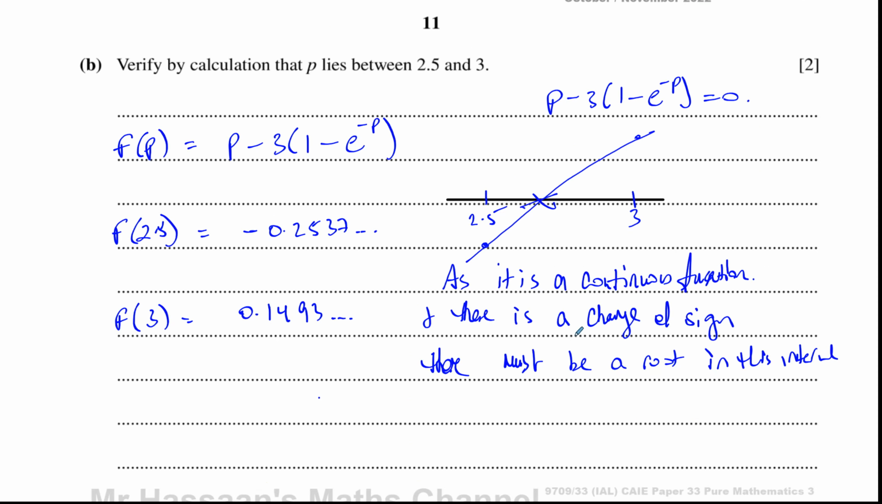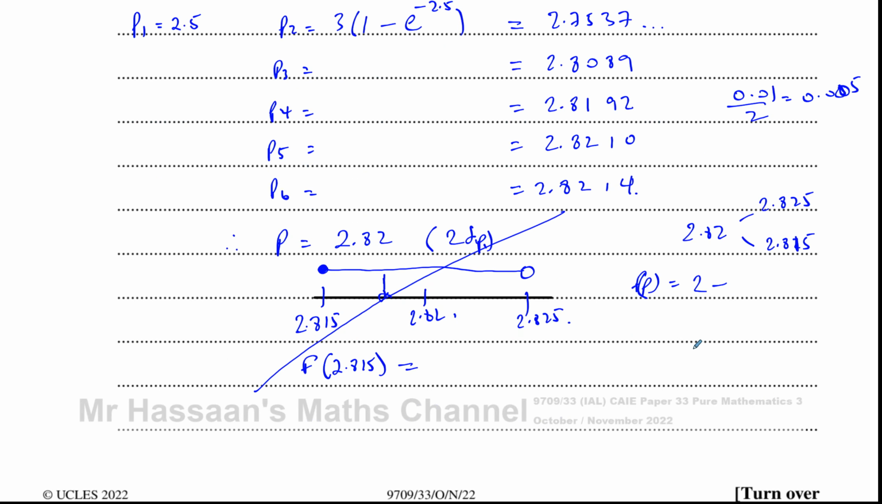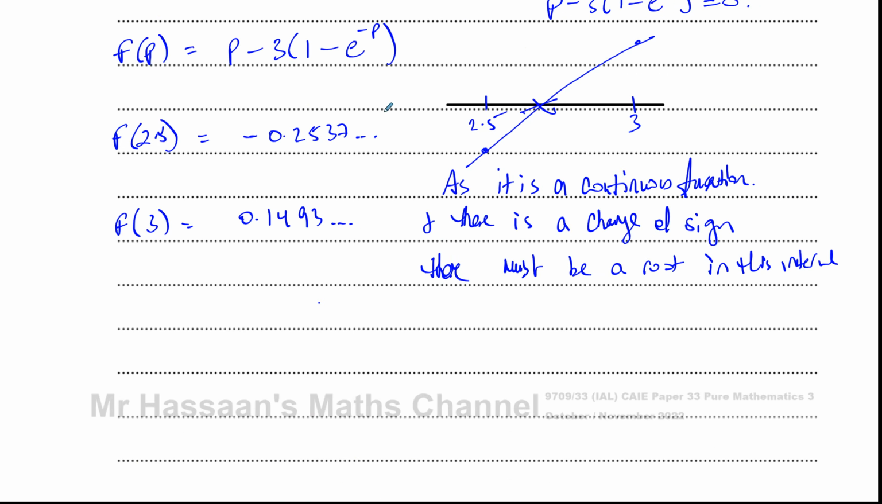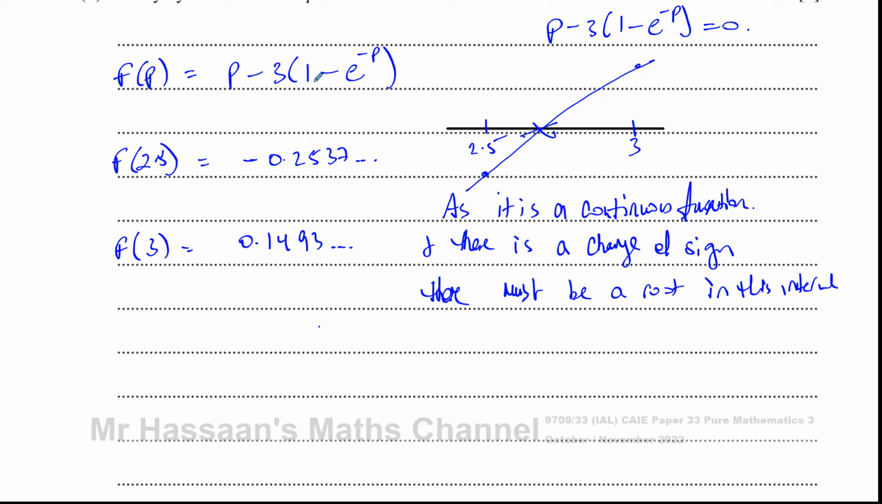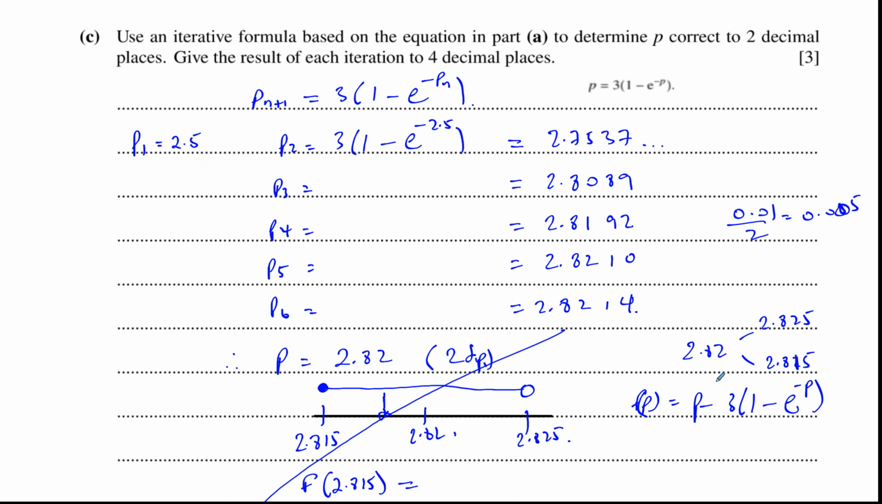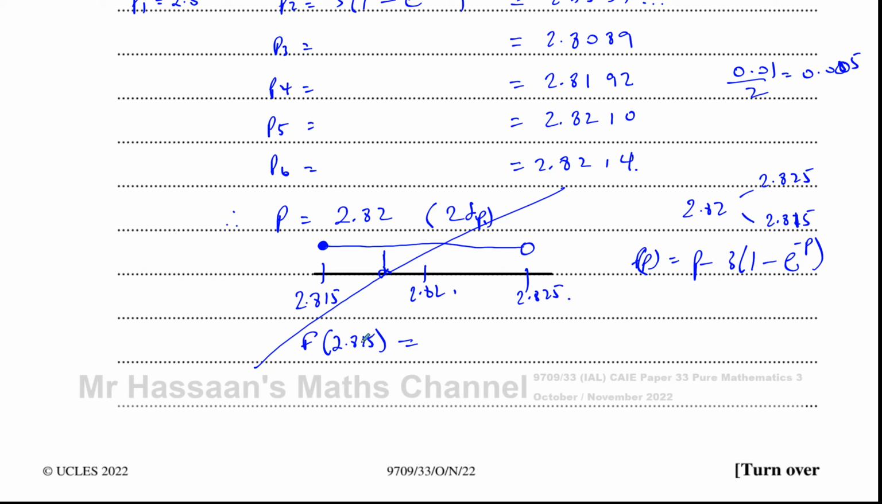f(p) equals p minus 3 times 1 minus e to the power of negative p, right? That was the formula that we formed to talk about the roots. So now we're going to put f of 2.815 in here, and it should give us a negative value. So we have 2.815 minus 3 times 1 minus e to the power of minus 2.815. Okay, and that should give us a negative value.